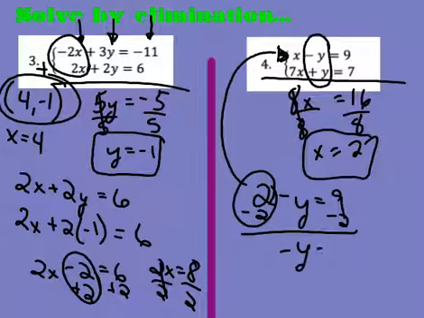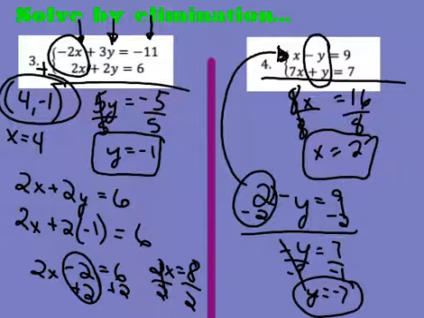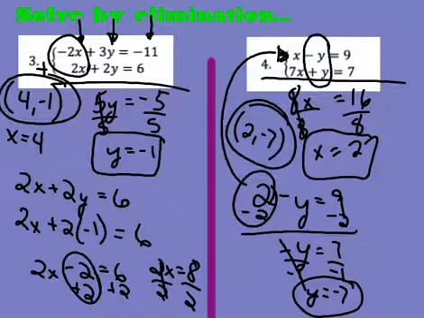Negative y equals 7. You should divide by negative 1 there, so you have y equals negative 7. And then you'd have 2 comma negative 7. Done.